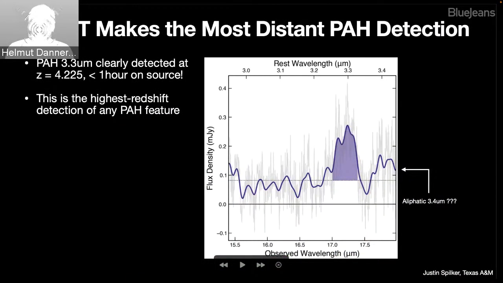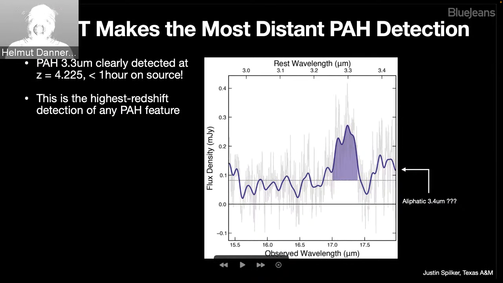And so here's our spectrum of the PAH feature. This is the highest redshift detection of a PAH thus far, and again, it only took less than an hour on source. You see very clearly we detected that redshifted 3.3 micron feature. The purple line is just a smoothed spectrum because the intrinsic spectral resolution is too high for us. There's a question mark aliphatic feature off there to the right. That one is much more tentative, so I'm not really going to talk about that, but maybe with improved data processing, we'll know more.